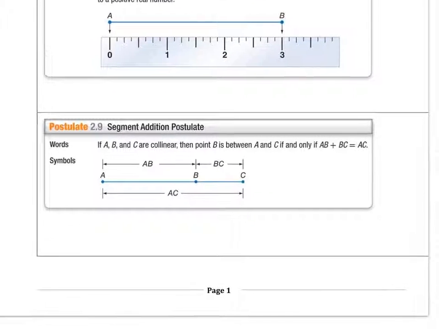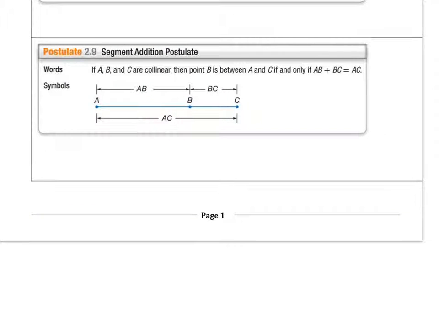We've used quite a bit the segment addition postulate. Remember, postulates are accepted, unproven. We don't have to prove them, we just accept them at face value, accept them as fact. And you hear me say the words over and over, the whole segment equals the sum of its parts. So here, the entire segment length AC is equal to the non-overlapping parts, segment AB plus BC. So that's all the segment addition postulate is.